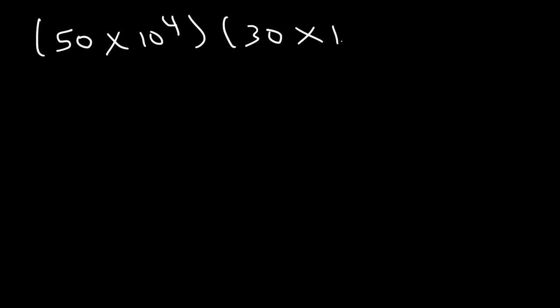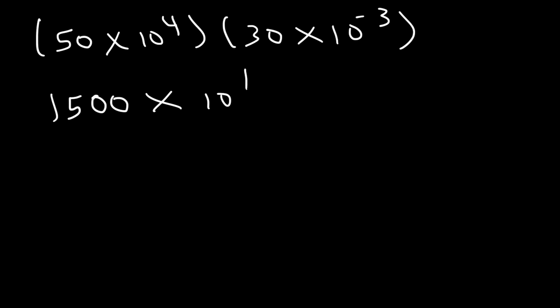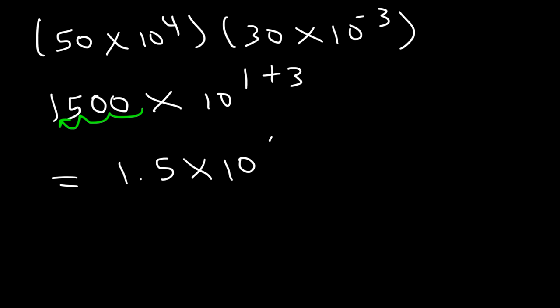And here's another one. What is 50 times 10 to the 4 multiplied by 30 times 10 to the minus 3? So 50 times 30. 5 times 3 is 15. You just got to add the 2 zeros. So it's 1500. 4 plus negative 3 is positive 1. Now this time, we got to move it 3 units to the left. So this is going to be 1.5 times 10. We got to add 3 to the exponent, so 10 to the 4th.